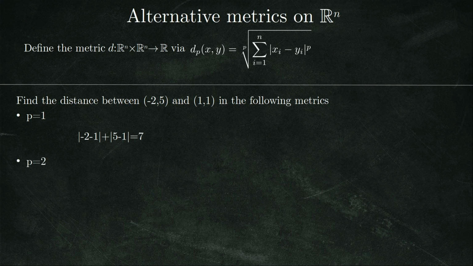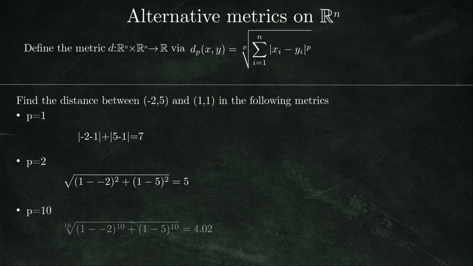Then p equals 2. I'll give you a few seconds to think about it. Well, for p equals 2, we're squaring and then taking the square root. So that is just the same as the Euclidean metric. And then finally, p equals 10. For this, we take the 10th power and then we take the 10th root. The answer is 4.02. There are loads more decimals, but I've just rounded it.